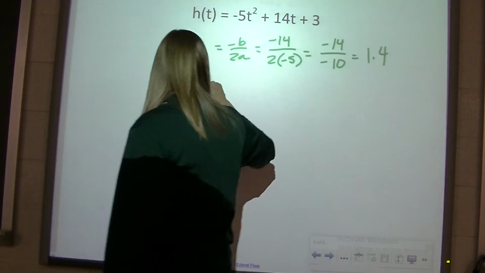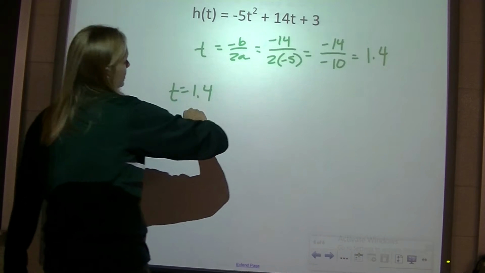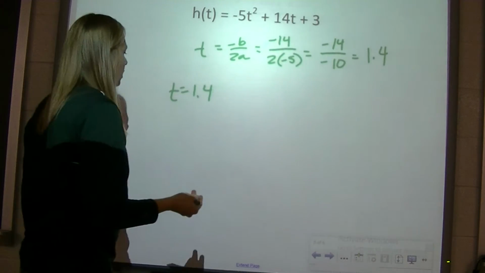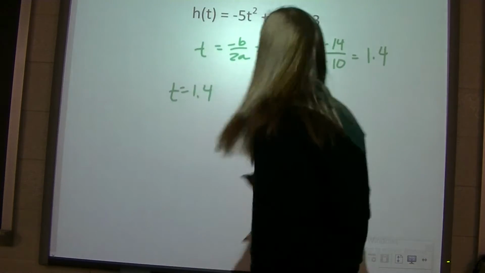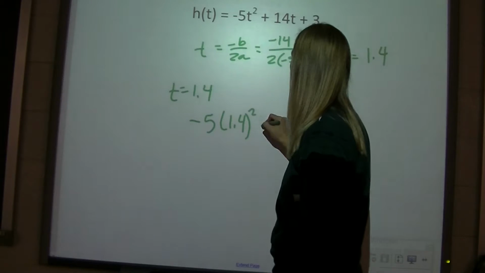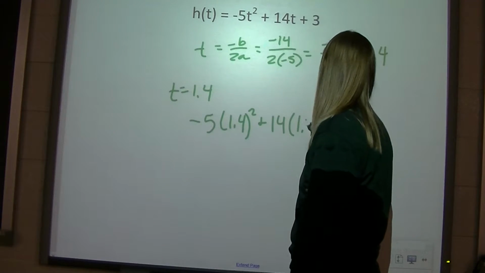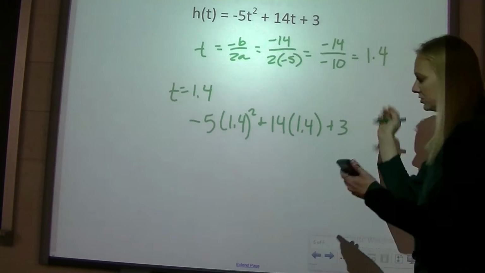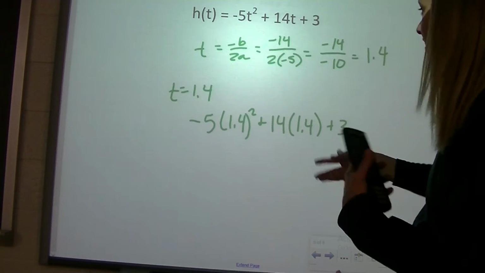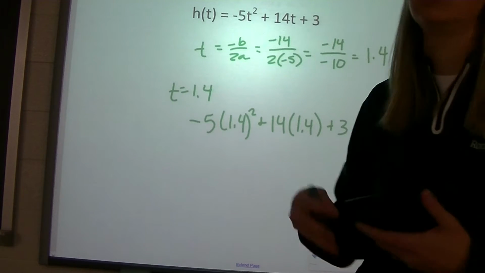So we take that time, that 1.4 seconds, plug it in up there, and see what the actual height is when it reaches that maximum. So we'll do negative 5 times 1.4 squared plus 14 times 1.4 plus 3. So again, follow your order of operations, do parentheses first. Well, there's nothing inside the parentheses.